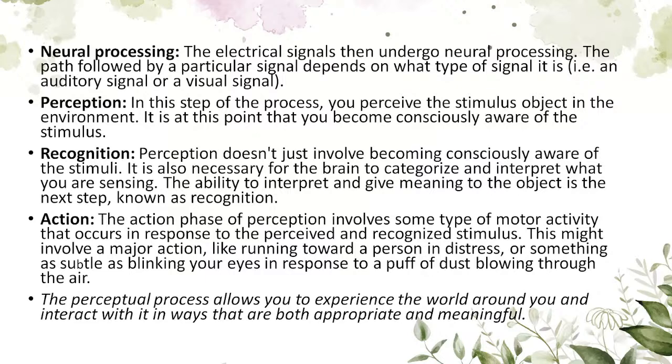Recognition. Perception doesn't just involve becoming consciously aware of the stimulus. It is also necessary for the brain to categorize and interpret what you are seeing. The ability to interpret and give meaning to the object is the next step, known as recognition. Action. The action phase of perception involves some type of motor activity that occurs in response to the perceived and recognized stimulus. This might involve a major action, like running toward a person in distress, or something subtle, like blinking your eyes in response to a puff of dust blowing through the air. The perceptual process allows you to experience the world around you and interact with it in ways that are both appropriate and meaningful.